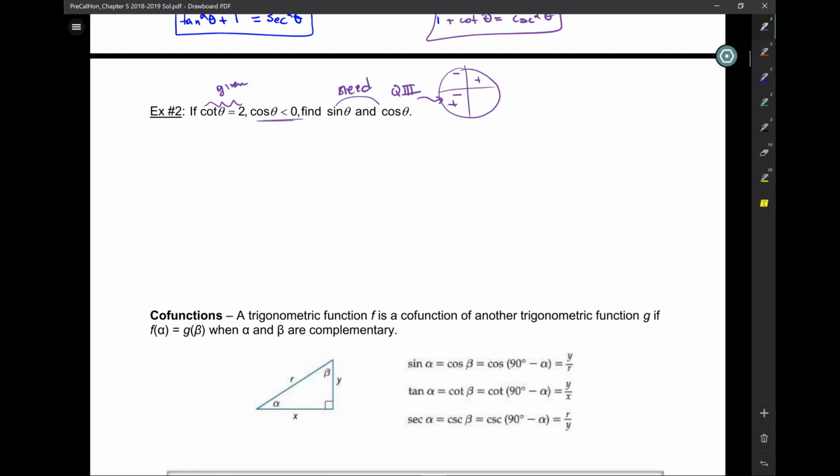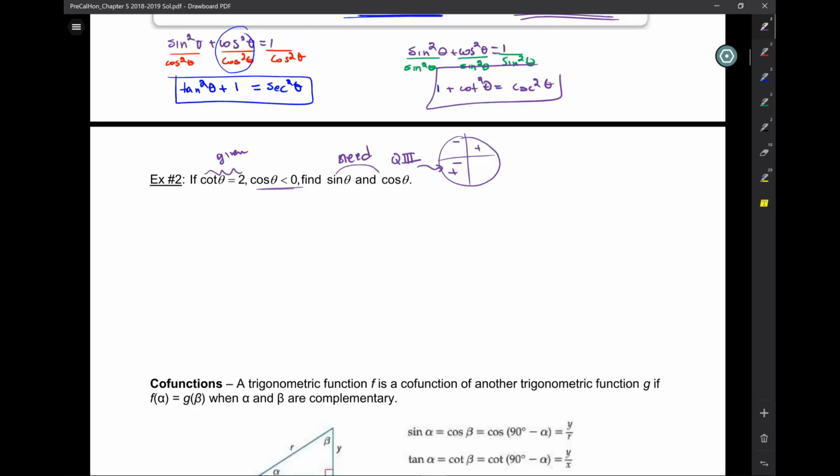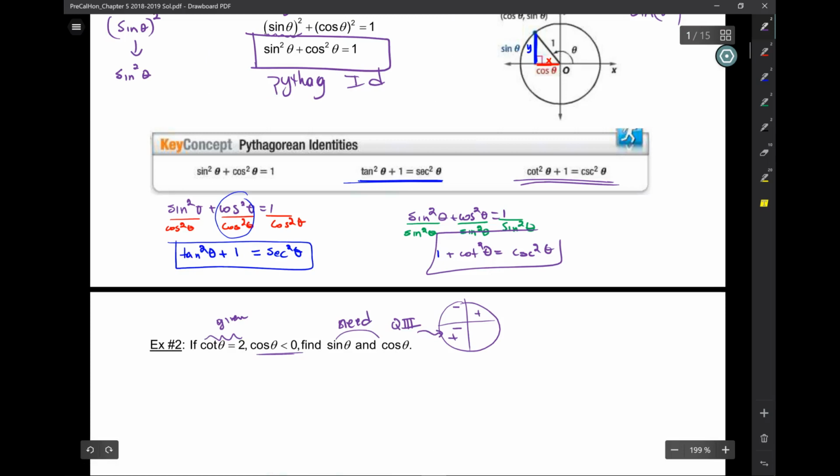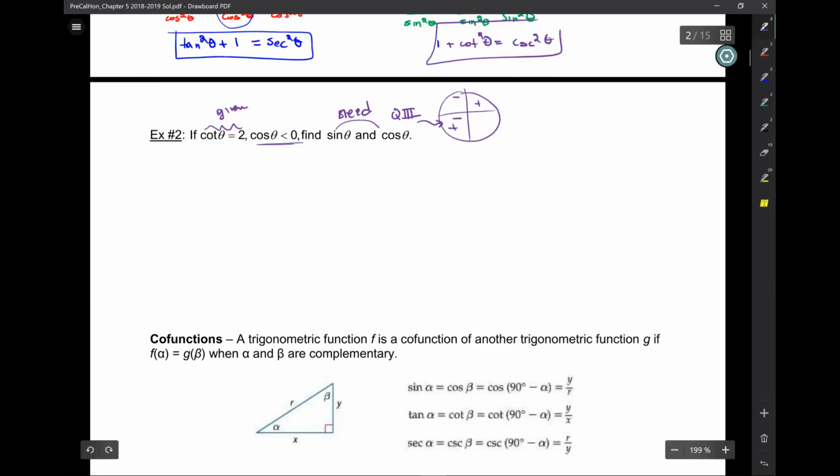Right, so the question I ask is: is there an identity that relates what I have to something I need? Is there an identity that relates cotangent to either sine or cosine? Well, let's see, there's a cotangent here, but that's a cosecant, and that's just 1 over sine, so I can use that.